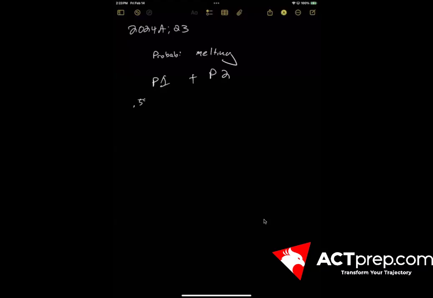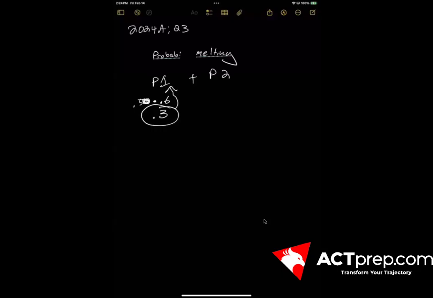So there's a 50% chance of rain. And if it rains, there's a 60% chance of melt. So all we do is multiply those together and we get 0.3. So this is probability one of where we get a melt.